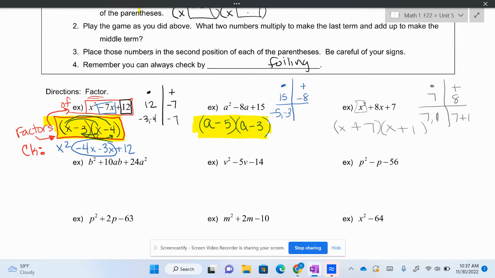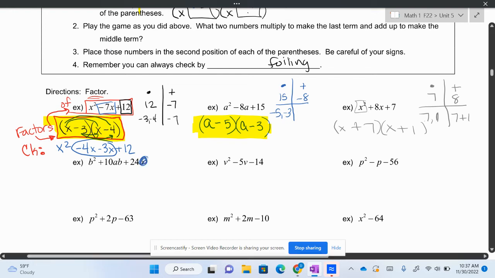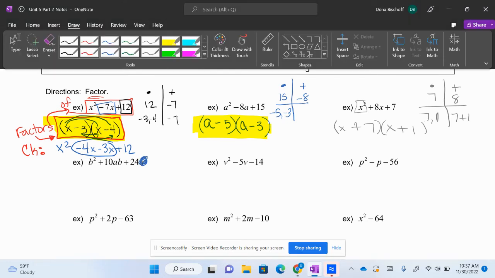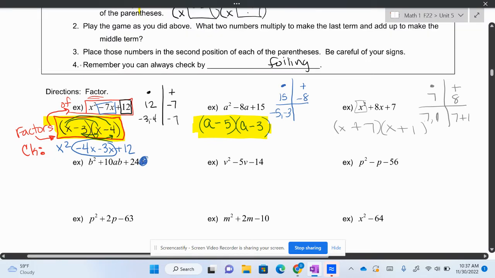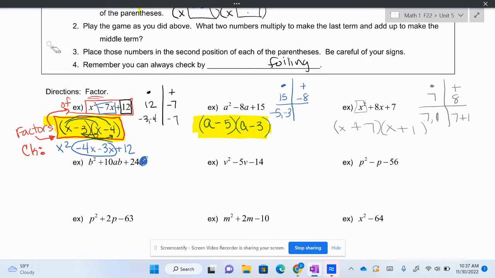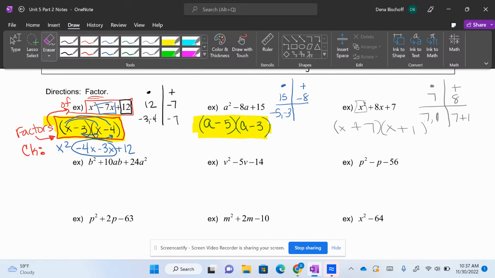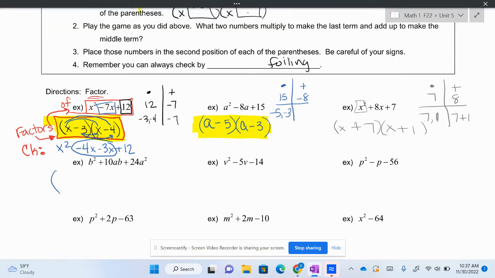Let's look at example 4. So this one is a little tricky, just because the last term has a variable on it as well. It has an a squared. So let's talk about, first of all, how do we get a b squared? Well, we get a b squared by taking b times b. How do we get an a squared? Well, we get an a squared by taking an a times an a.